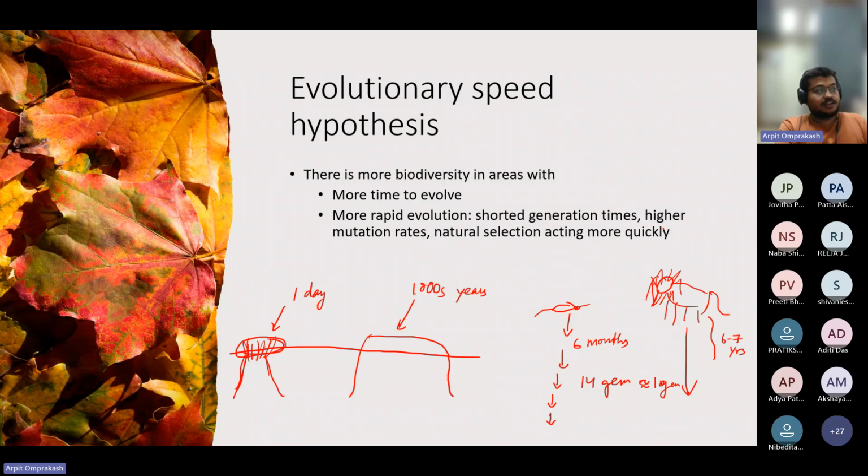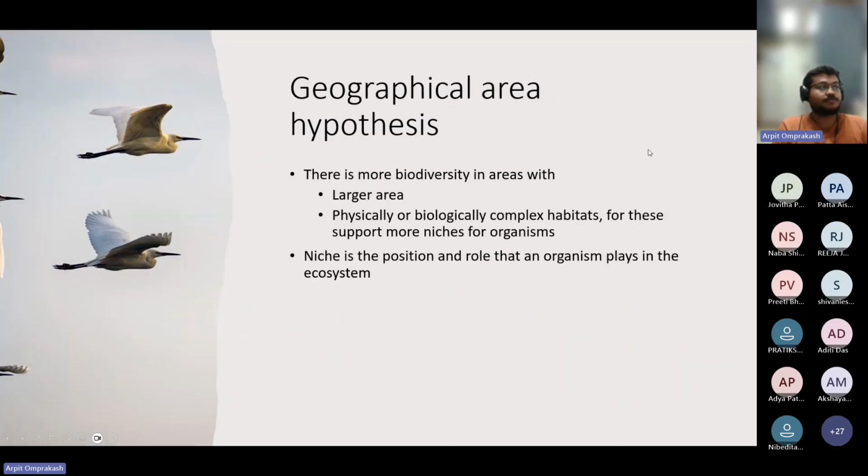The other thing that can increase evolution and lead to more biodiversity is a higher mutation rate, because that leads to more differentiation between individuals and that can probably lead to speciation and all that. Another thing that can drive biodiversity according to the evolutionary speed hypothesis is natural selection acting more quickly on certain groups of animals or birds or plants. The second hypothesis we have is the geographical area hypothesis, which states that there is more diversity in areas which have larger area or which have physically or biologically complex habitats, as these can support more niches for an organism.